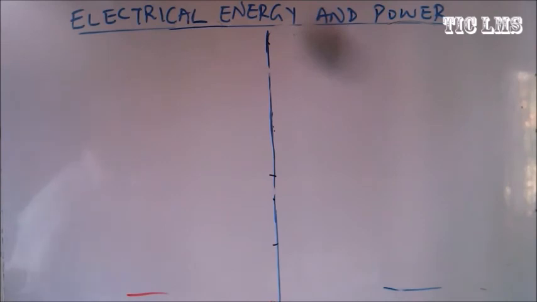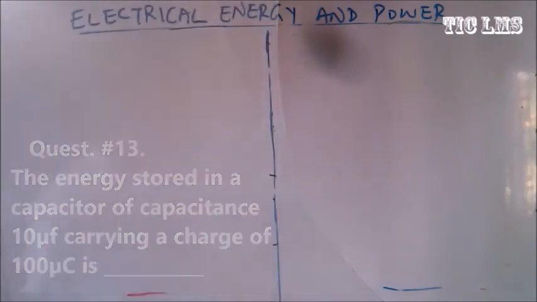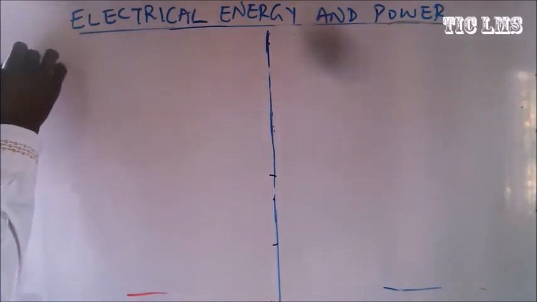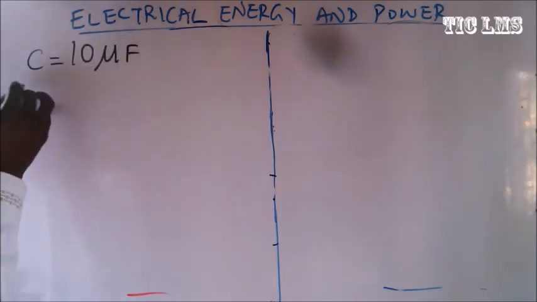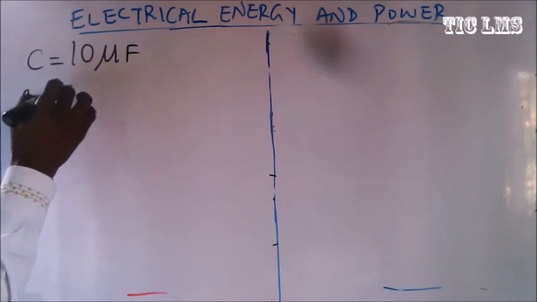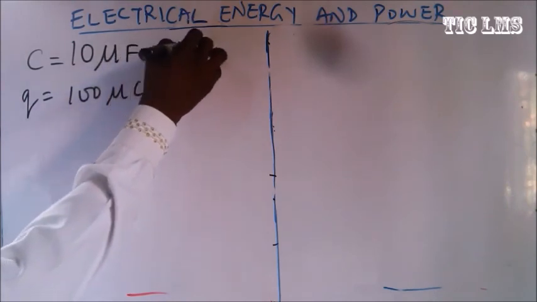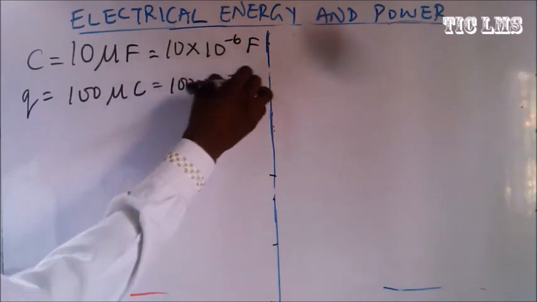So here's the next question, which says the energy stored in a capacitor of capacitance 10 microfarad carrying a charge of 100 microcoulomb is dash. So we state our parameters that the capacitance equals 10 microfarad and we have a charge of 100 microcoulomb. Now this is the same thing as 10 times 10 raised to minus 6 farad, and here is 100 times 10 raised to minus 6 coulomb.